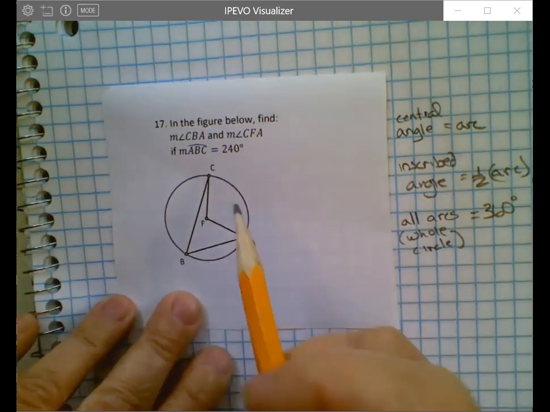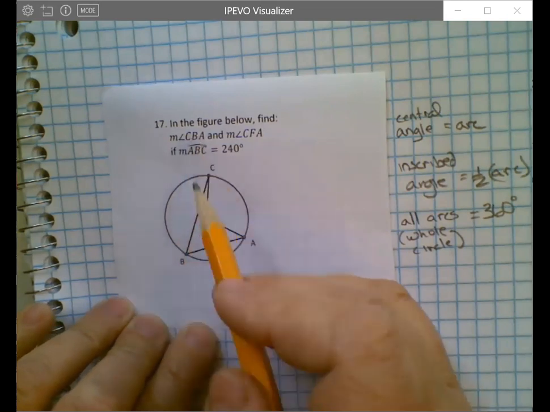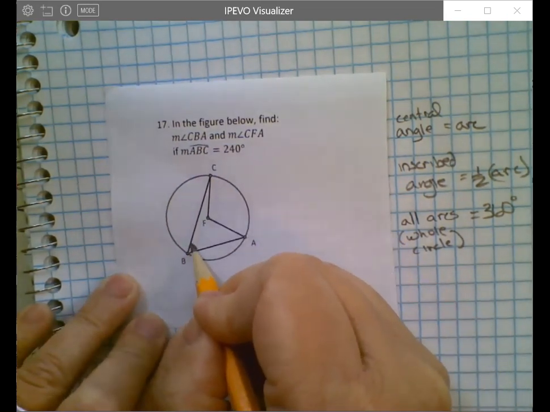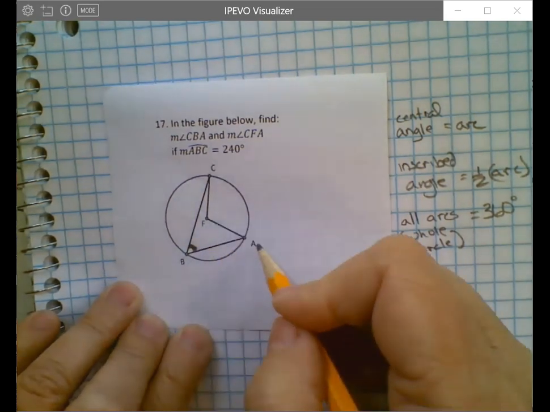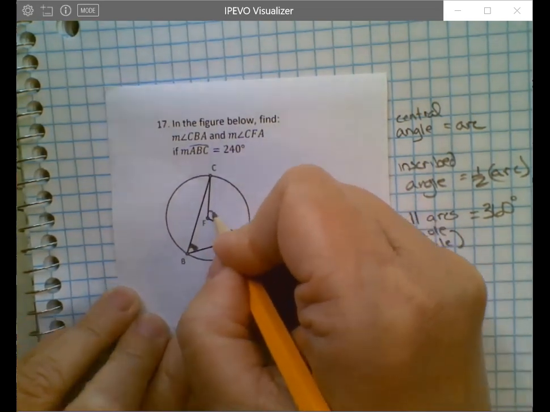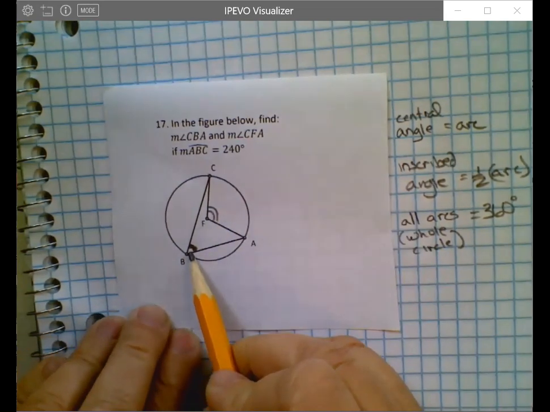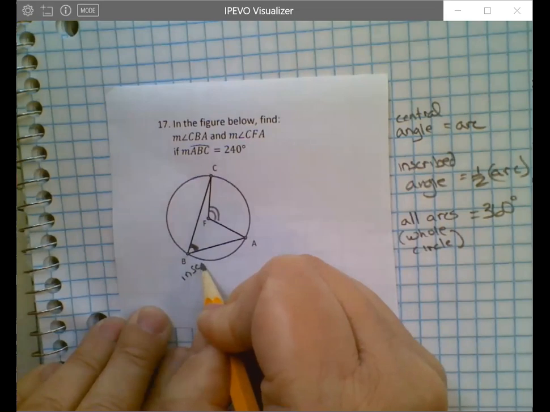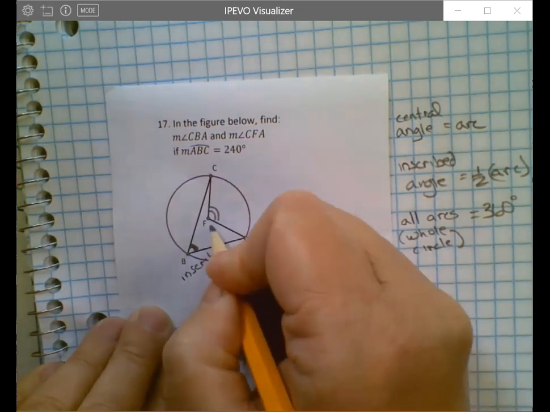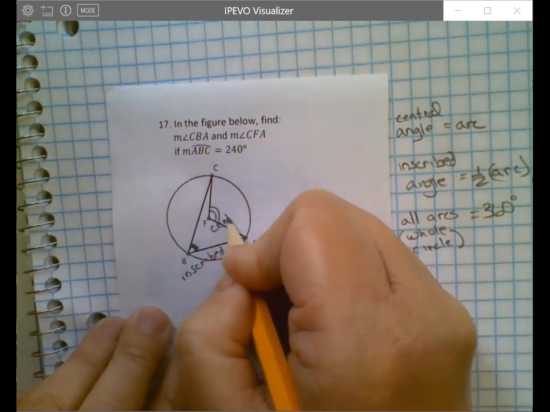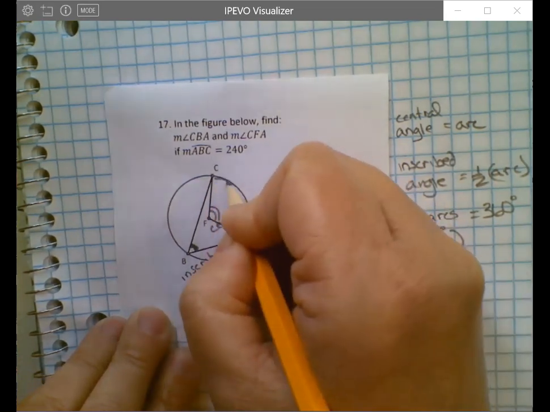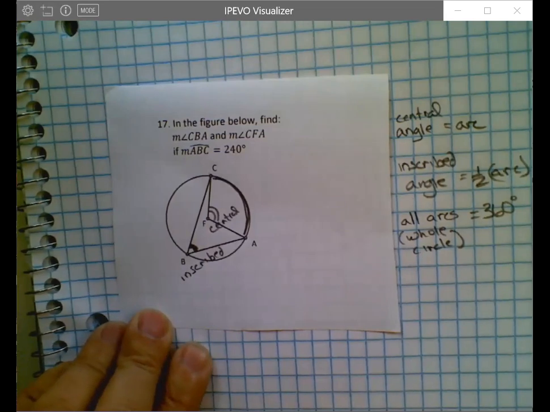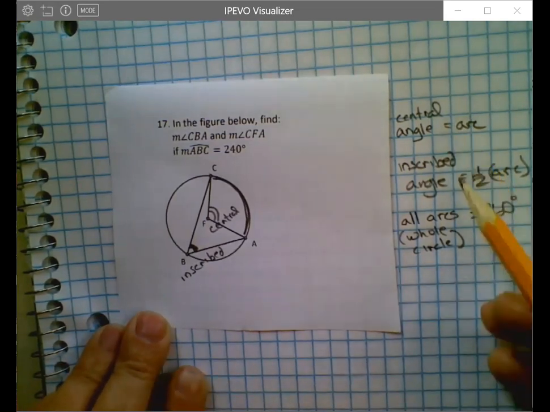All right, number 17. In the figure below, find the measure of angle CBA, so that's this angle right here, and CFA. CBA is an inscribed angle, and CFA is a central angle. So if we could figure out what this arc is, then we would know. We would just automatically be able to get it from these two formulas.